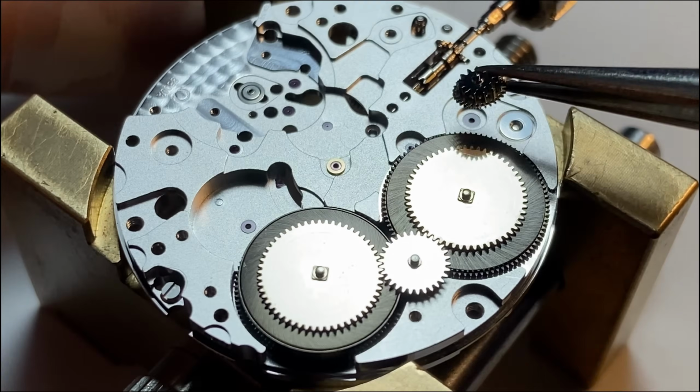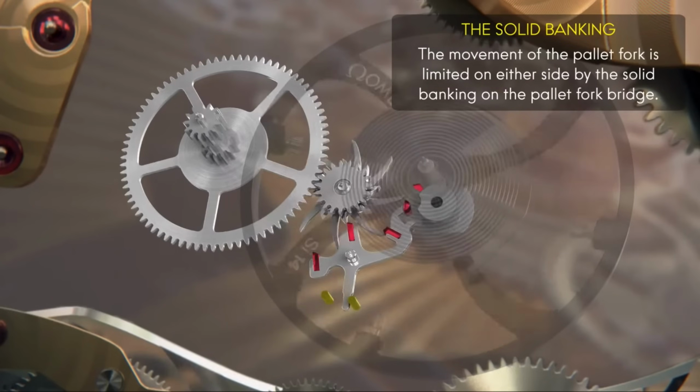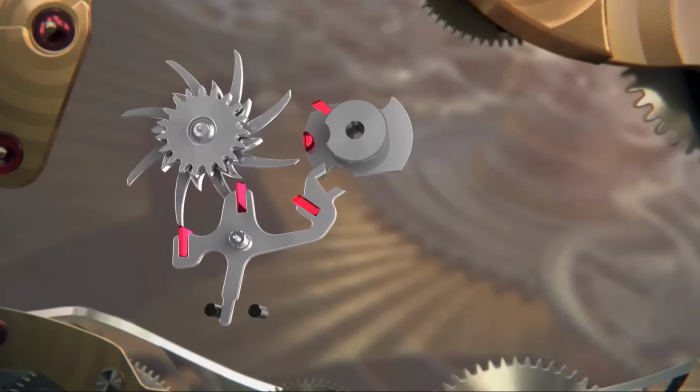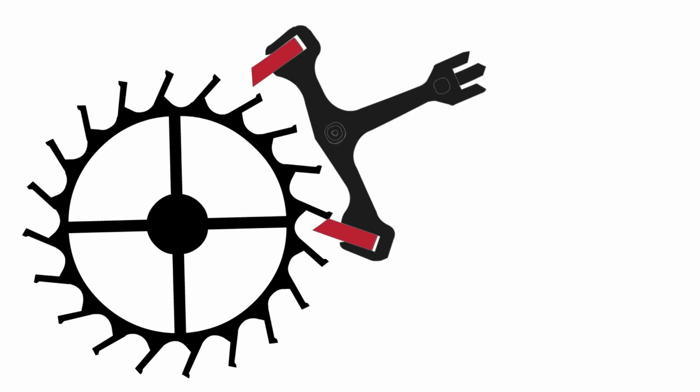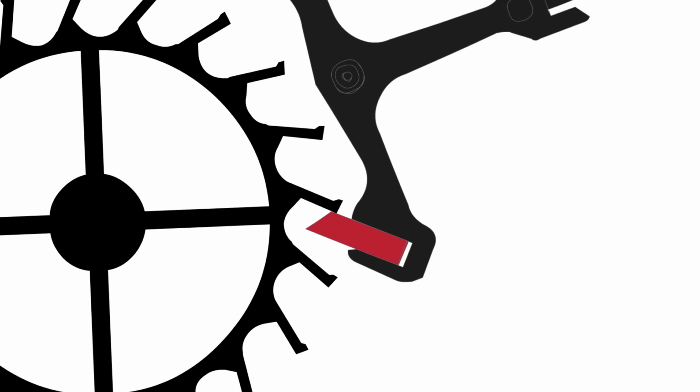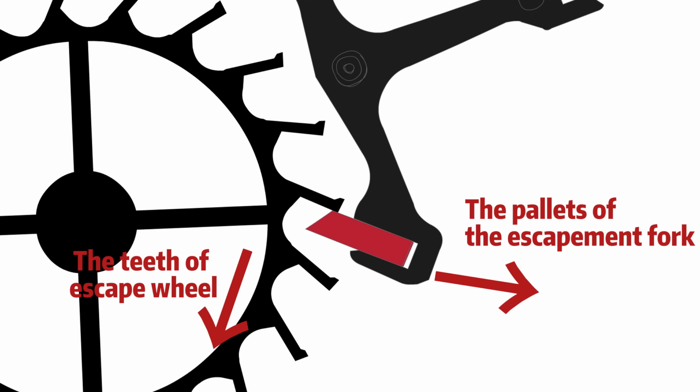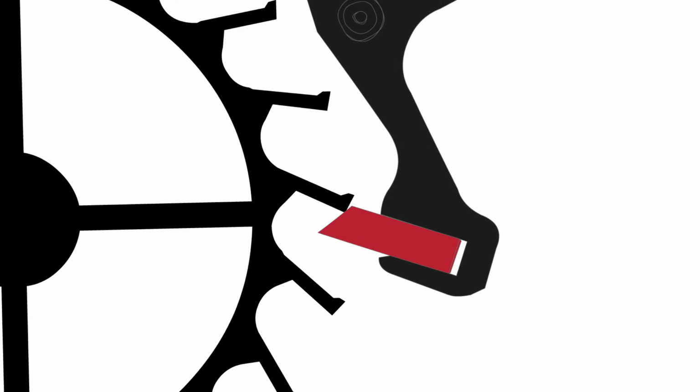So why is the coaxial movement so durable? The main reason is that the friction between the escape wheel and the fork has been greatly reduced. In traditional escapement operation, the direction of force applied by the teeth of the escape wheel is different from the movement direction of the pallets of the escapement fork. So when they come into contact and slide, friction is bound to occur.